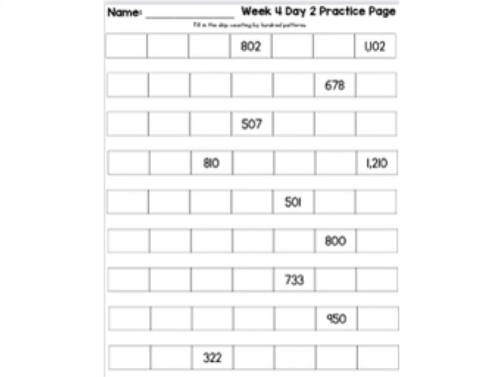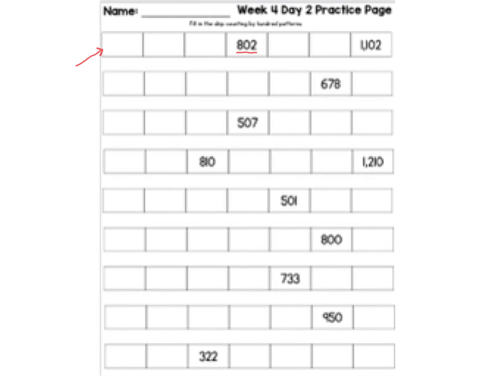For today's assignment, you will be completing a practice page where you are going to need to use both skip counting up by 100 and skip counting back by 100 to fill in each row. So let's look at the first row together. You'll notice that we have a number in the center of the row, but not a starting number. In order to find the numbers going this way, we'll have to skip count back by 100, and to find these numbers, we'll skip up by 100.